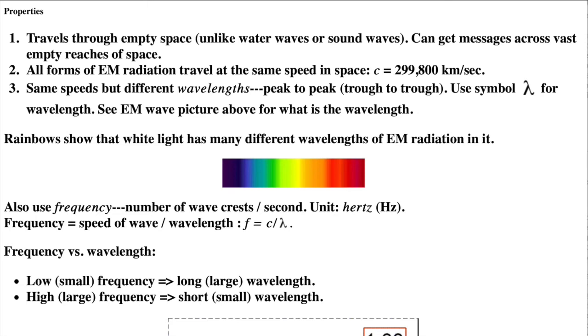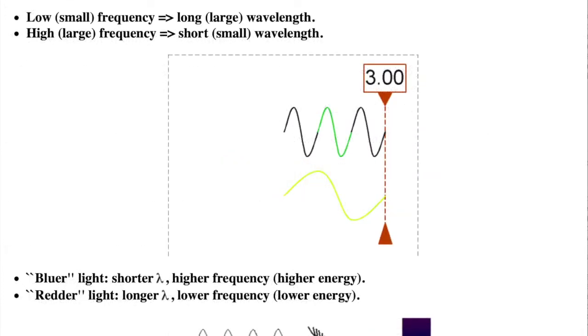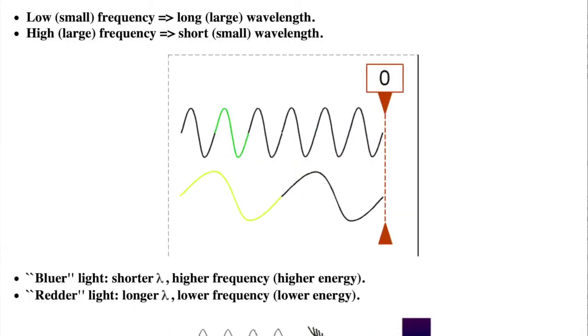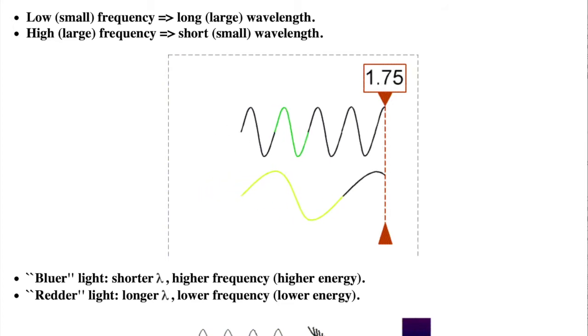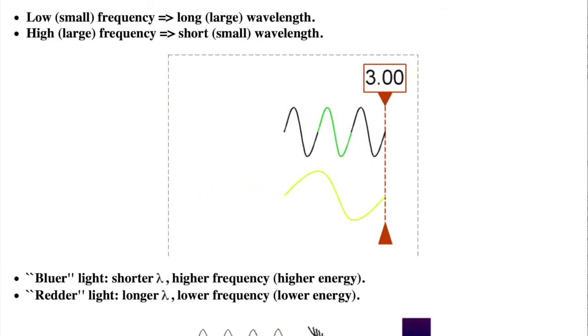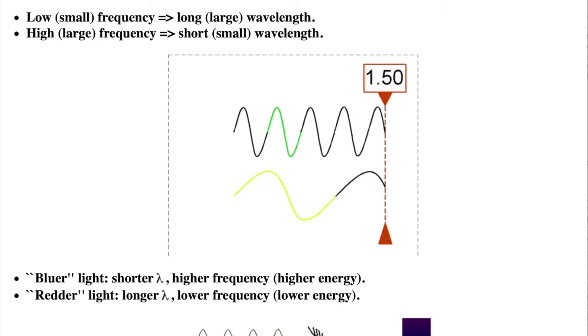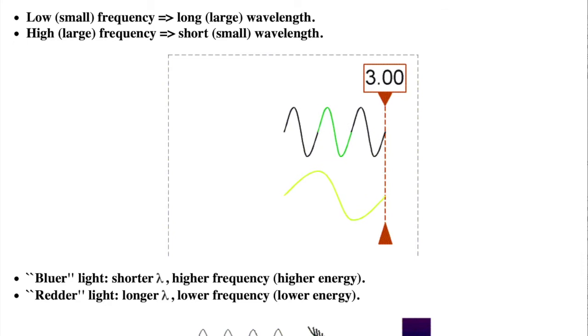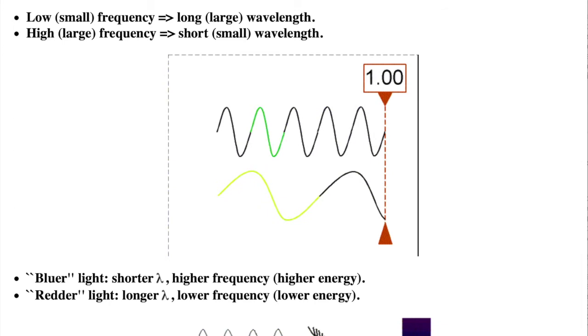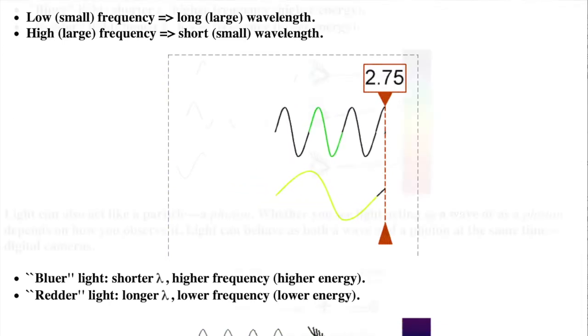Frequency is the number of wave crests that pass by you every second. Since all forms of light travel at the same speed in empty space, the frequency and wavelength are the inverse of each other. That means a low or small frequency is a long wavelength, and a high or large frequency is a short, small wavelength. The animation shows a 3 Hz wave at top and a 1 Hz wave at bottom. The 3 Hz wave's wavelength is 1/3 as long as the 1 Hz wave at bottom.